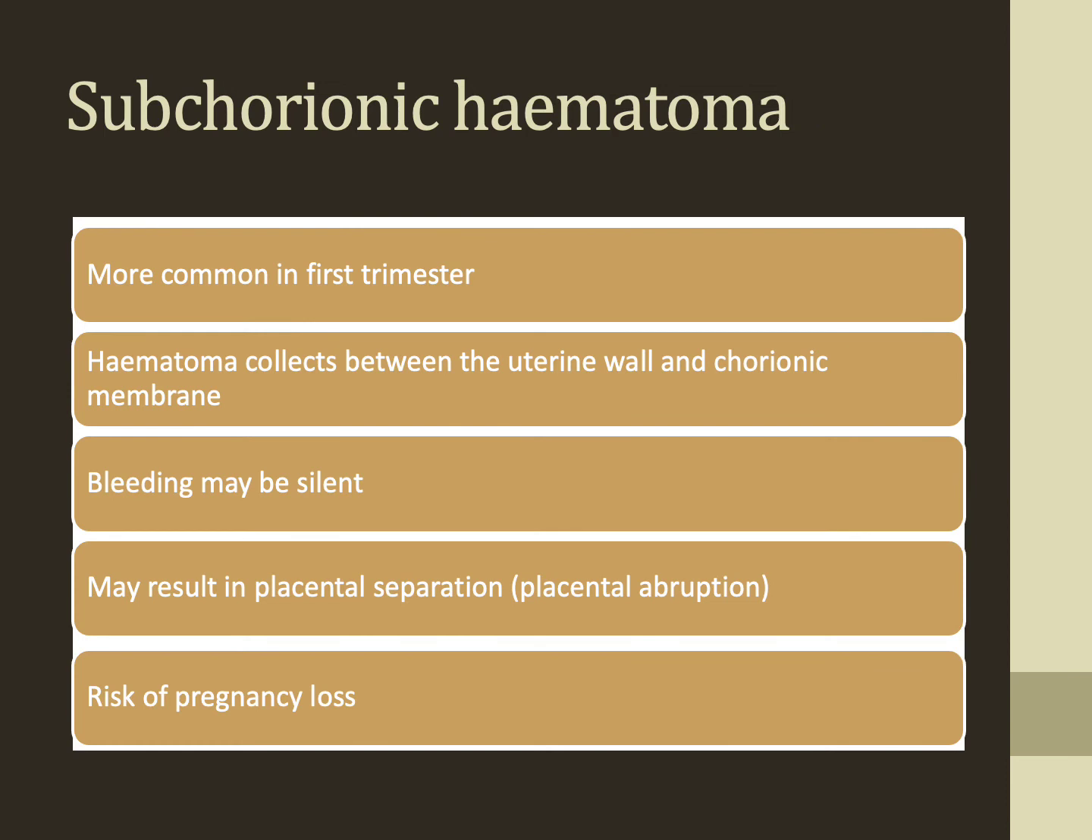Subchorionic hematoma that we've just seen is not so common during the later part of pregnancy. It is more commonly seen during the first trimester. The hematoma collects between the layers of the uterine wall and the chorionic membrane. Bleeding may be silent. However, large hemorrhages may result in placental separation or placental abruption, and this increases the risk of pregnancy loss.